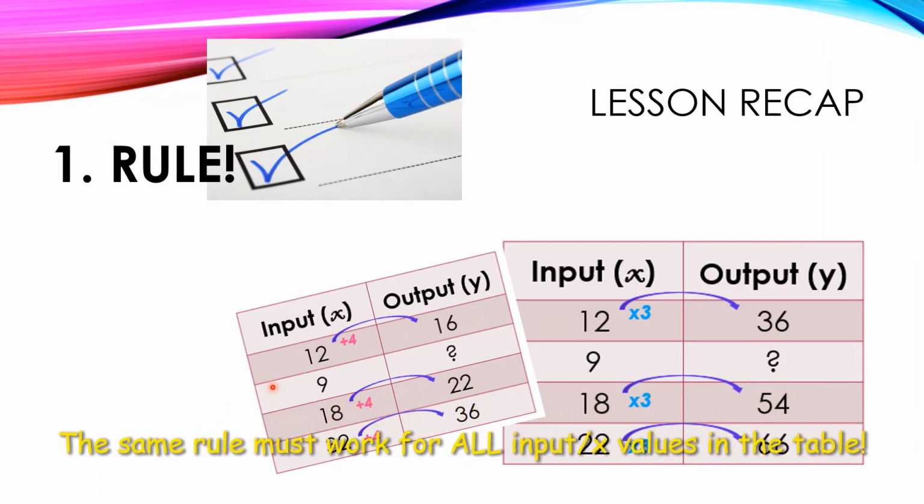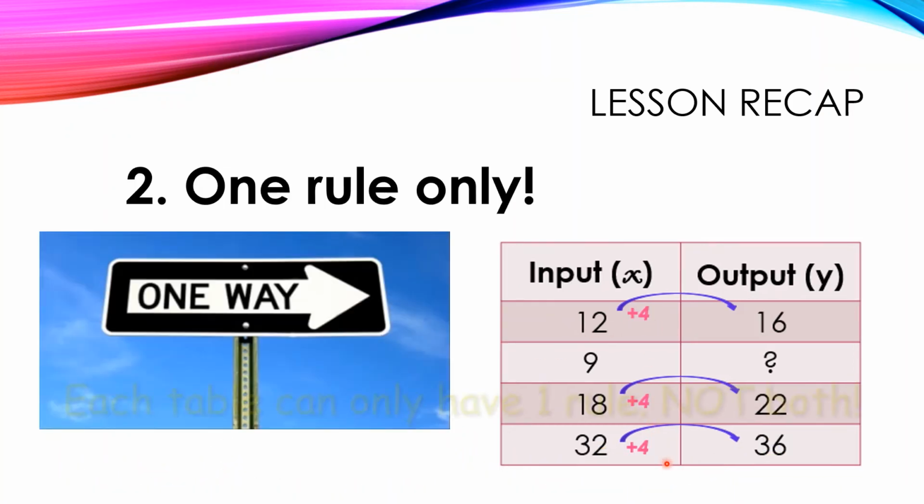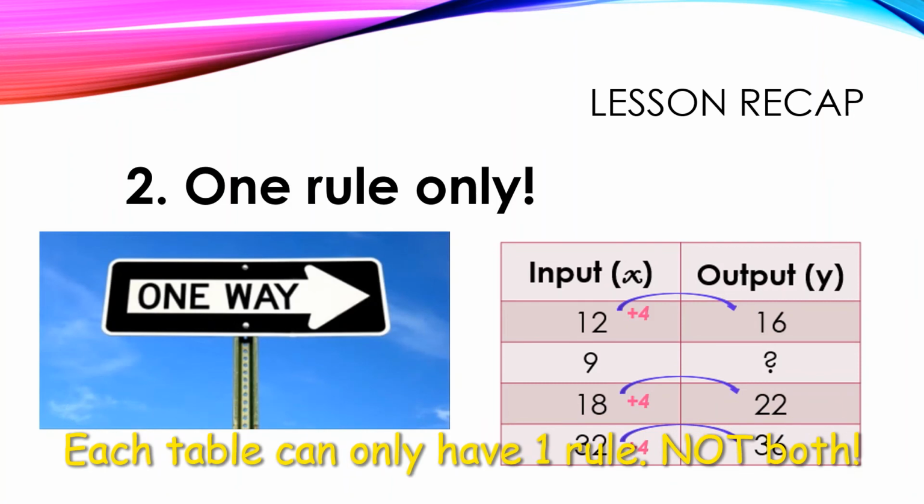In order for a rule to be a rule, it has to work for all of the x values or all of the input values in the table. Notice how all of these are just add 4 or plus 4, and all of these are times 3, nothing else. Secondly, a table can only have one rule or pattern. It's either additive pattern or multiplicative pattern, but it can never be both.